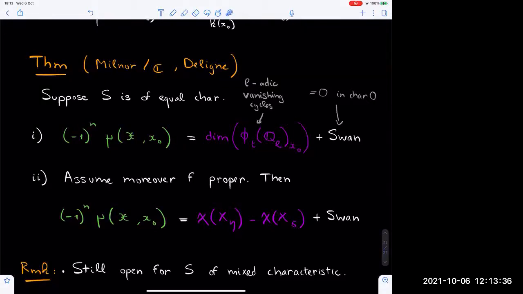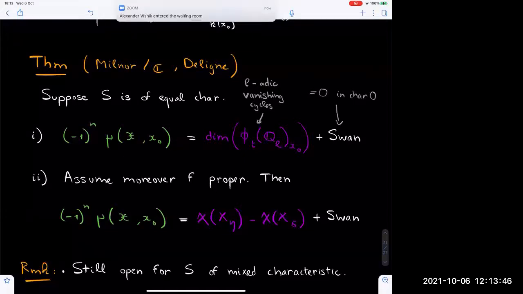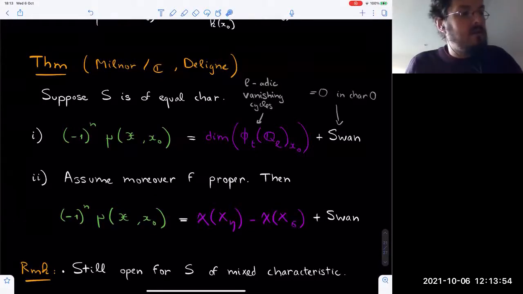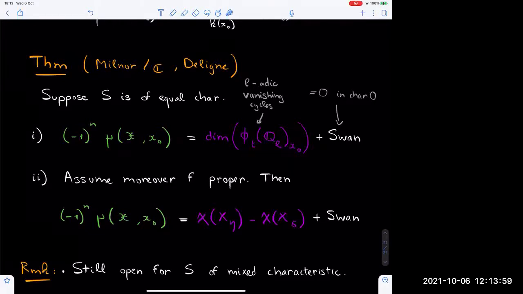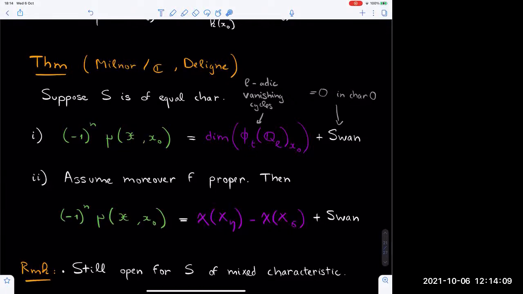Perhaps a silly question, but this -1 to the power n, n is the dimension, or? Yeah, the relative dimension. And the left-hand side, this mu, is always positive, or not? I mean, yes. This is why I said this is a skyscraper sheaf, but put in degree, I guess, n. So that's why. Okay, so there are some shifts. Yeah, there is a shift. All right. Thanks.